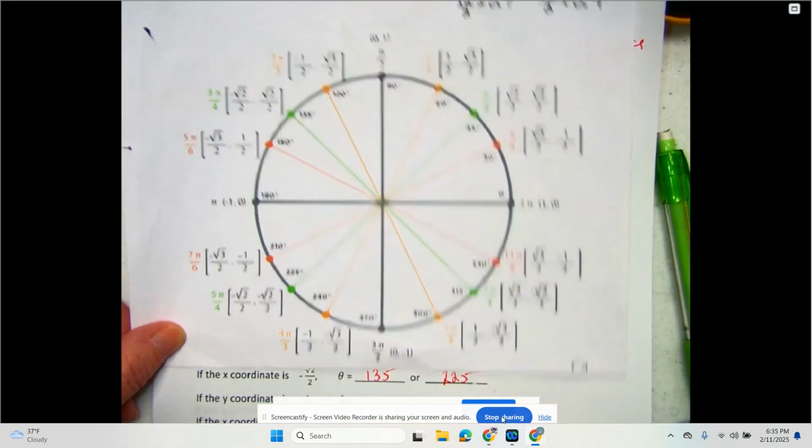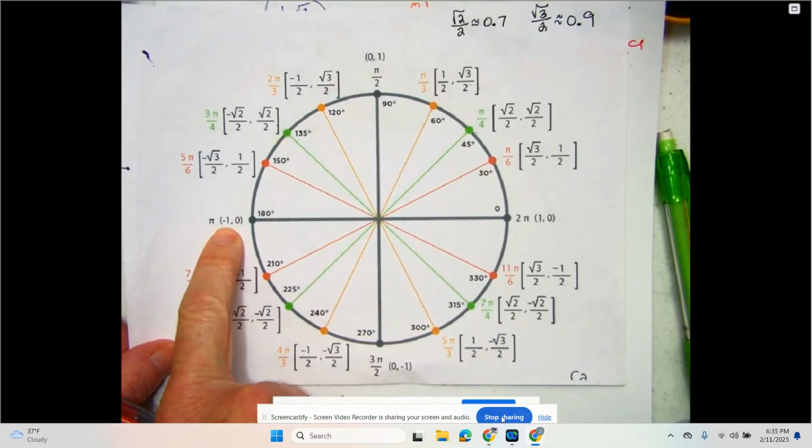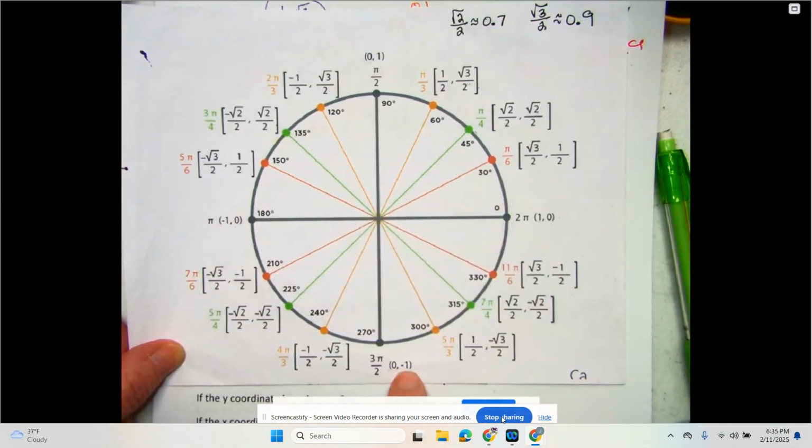If the y coordinate is negative 1, here's the y coordinate is negative 1. The only option is 270 degrees. I was getting my x and my y mixed up.